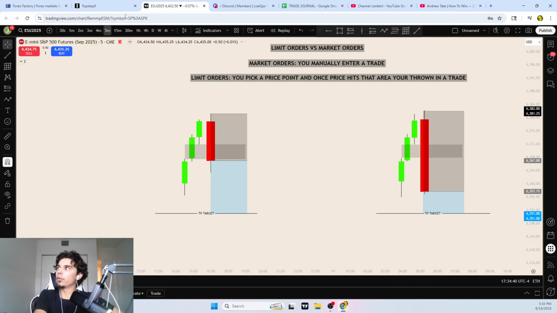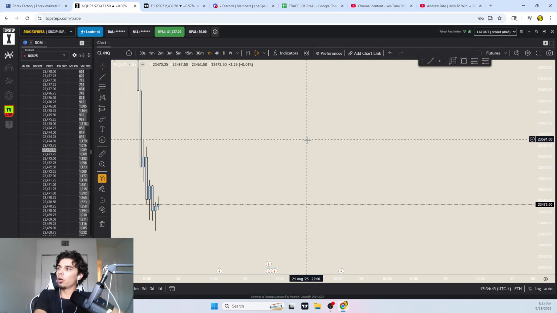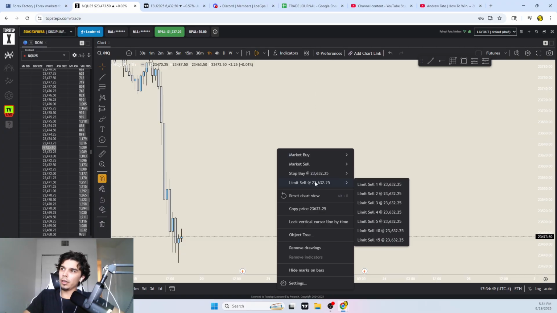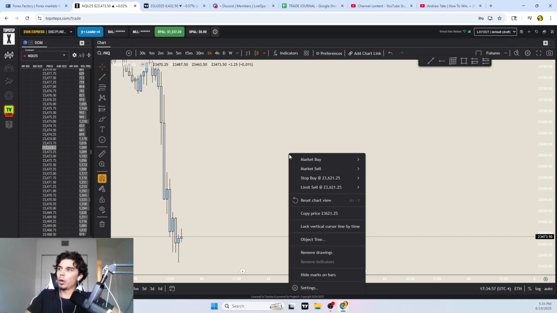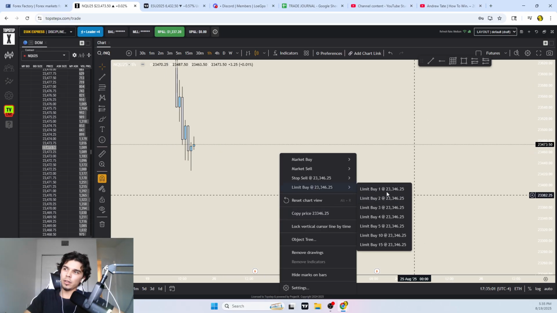Okay. And then if we go on over to Top Step here, let's go to Top Step real quick. Let's say I want to limit sell. All you would do is just right click, and then you're going to limit sell, and then however many contracts you want for that day or for that trade. And then same thing with buy, right? You just go below price, and you want to limit buy.